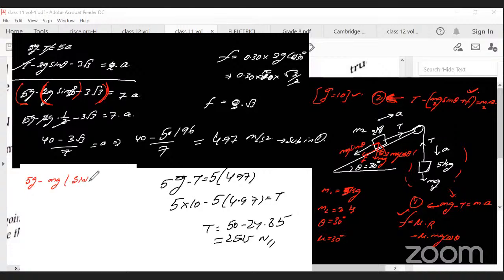It is nothing but your sin theta. Yeah, it is 2g, good. It is 2g sin theta plus mu cos theta, right, is equal to 7. Sir, I did minus mu cos theta. Oh, minus of minus. Okay, yeah, okay, sir. Right.